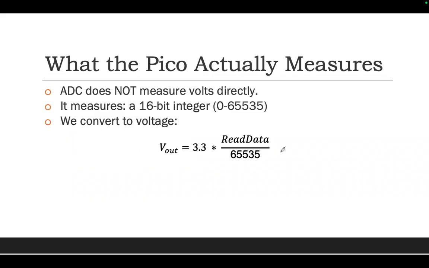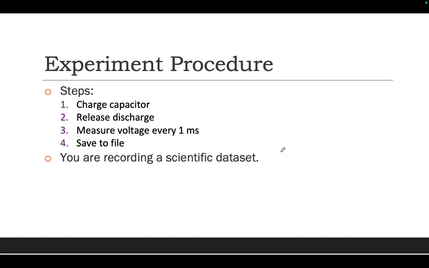No question? Okay. What does the Pico actually measure? Actually, the ADC does not measure voltage directly. It cannot read voltage directly. It just gives us a 16-bit integer. Actually, we have already learned this. We convert it to voltage. This is similar to lab 4. That makes sense to you? Okay. And then this is the experimental procedure, the steps.